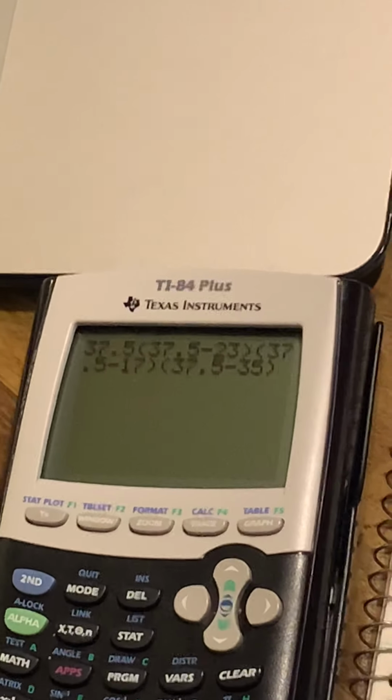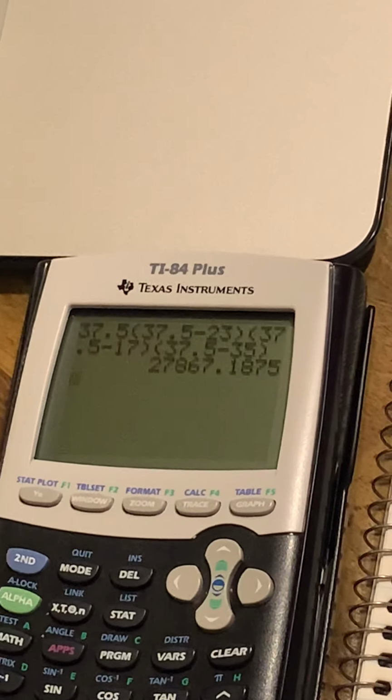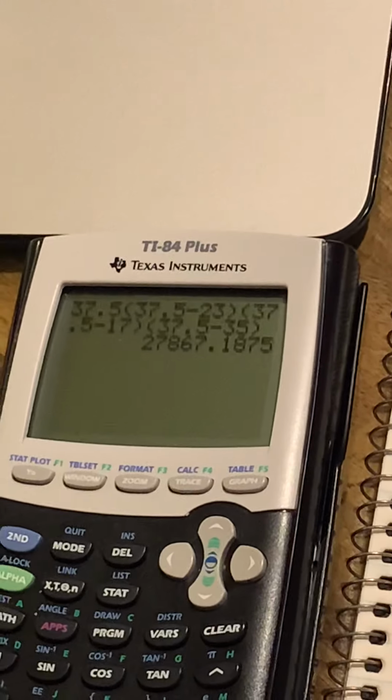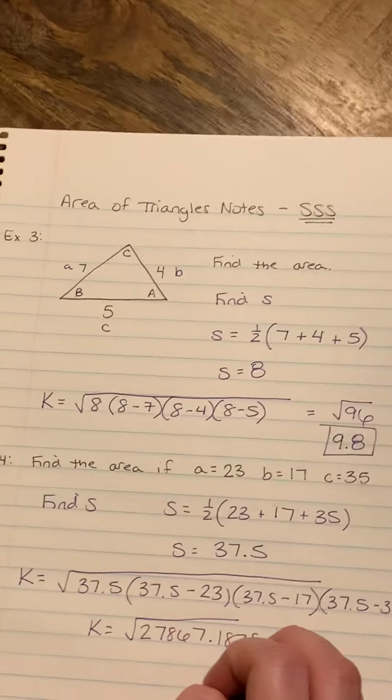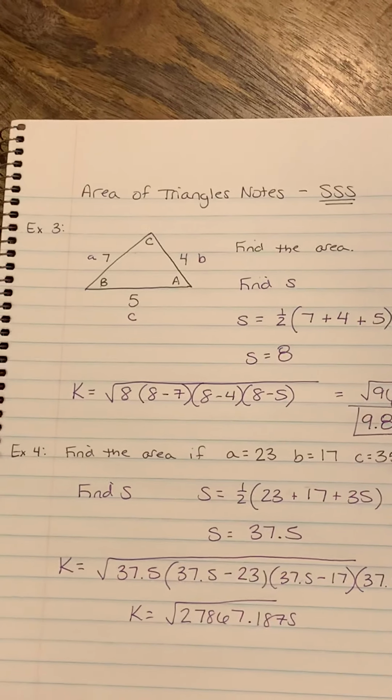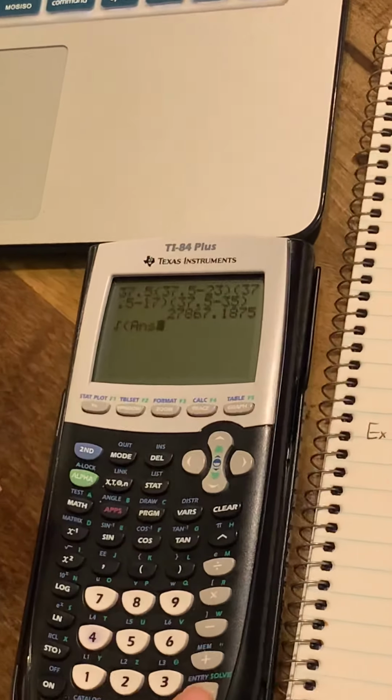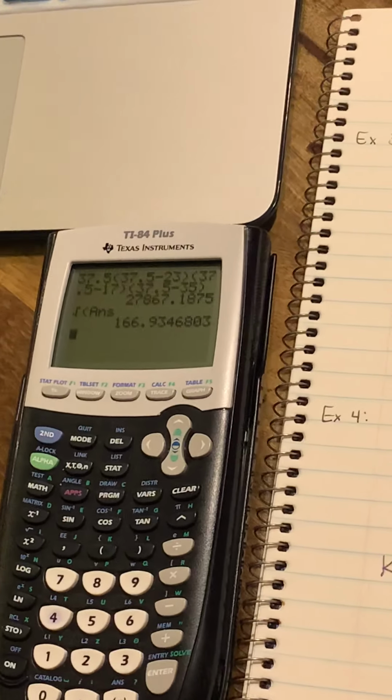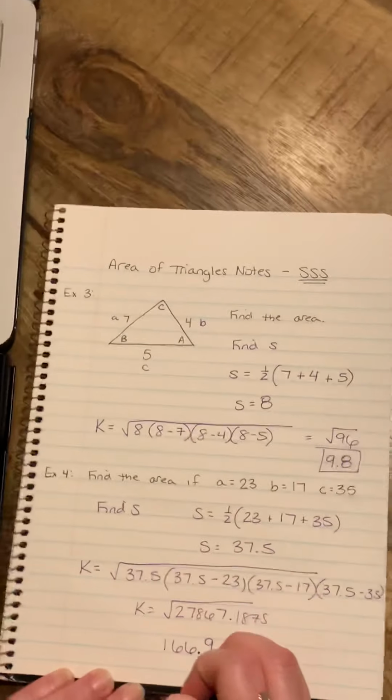Close the parenthesis, and then you get a big number, 27,867.1875, and I'm gonna square root that. It gets me 166.9.